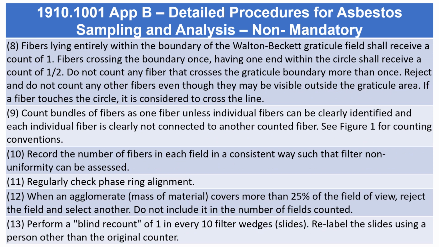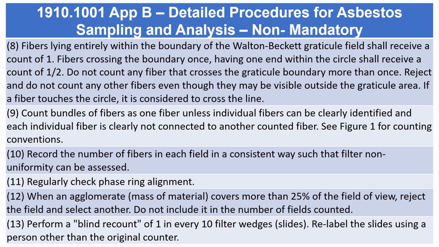8. Fibers lying entirely within the boundary of the Walton-Beckett graticule field shall receive a count of 1. Fibers crossing the boundary once, having one end within the circle, shall receive a count of 1/2. Do not count any fiber that crosses the graticule boundary more than once. Reject and do not count any other fibers even though they may be visible outside the graticule area. If a fiber touches the circle, it is considered to cross the line. 9. Count bundles of fibers as one fiber unless individual fibers can be clearly identified and each individual fiber is clearly not connected to another counted fiber. See Figure 1 for counting conventions.